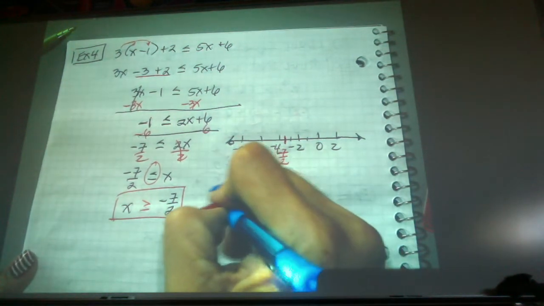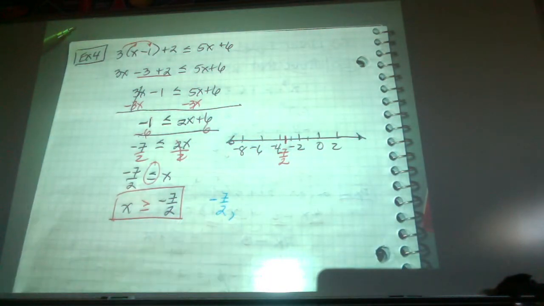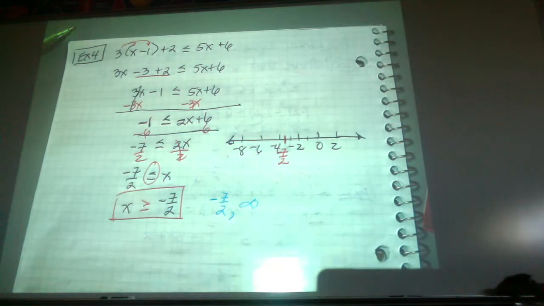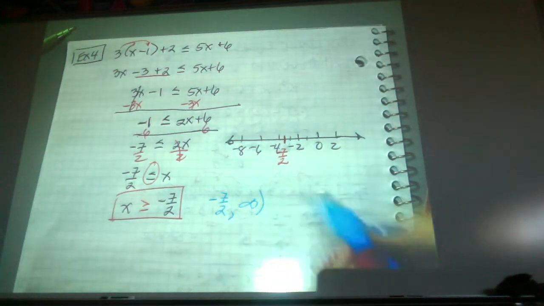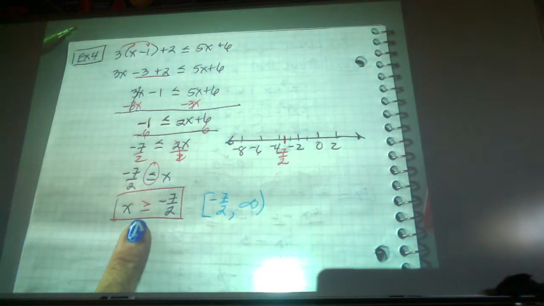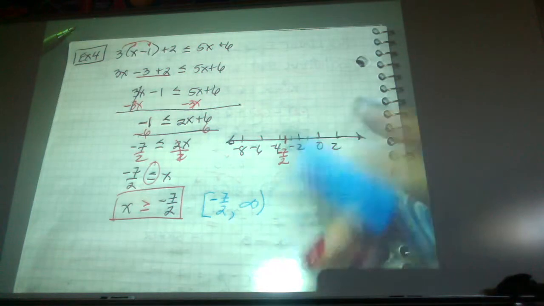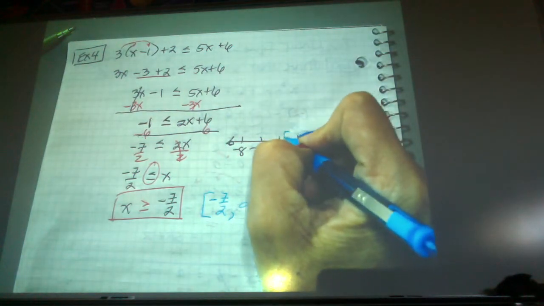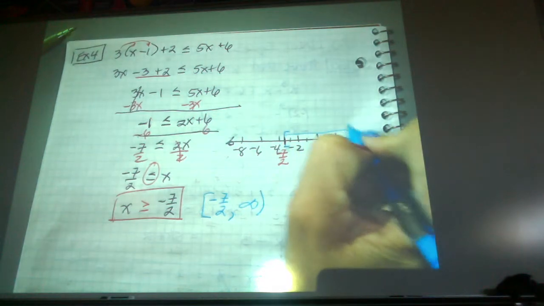Yep, it's negative 7 halves, comma, and it's going to go greater than forever. So positive infinity is on the right. What always goes with infinity? Parentheses or brackets? Parentheses. And then here we said it was a bracket because of the equals. So this is our interval notation. That's going to help us with our graphing. So we're going to graph a bracket that opens to the right and an arrow that goes to the right.